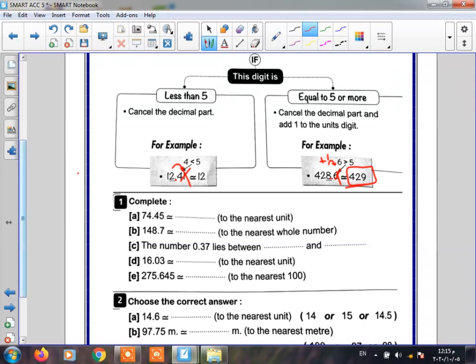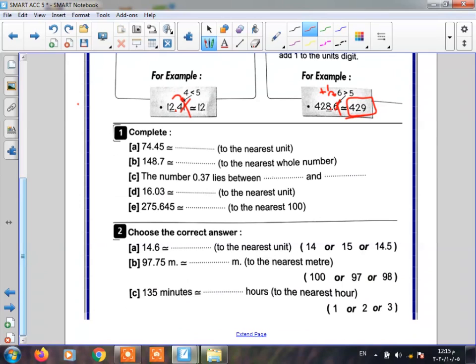Okay, let's solve here complete. We have 74.45, approximate to the nearest unit. Where is the unit? Yes, 4. Look at the number before it, here we have 4, does it give 1? No. Then cancel all of the decimal and the result is still 74.